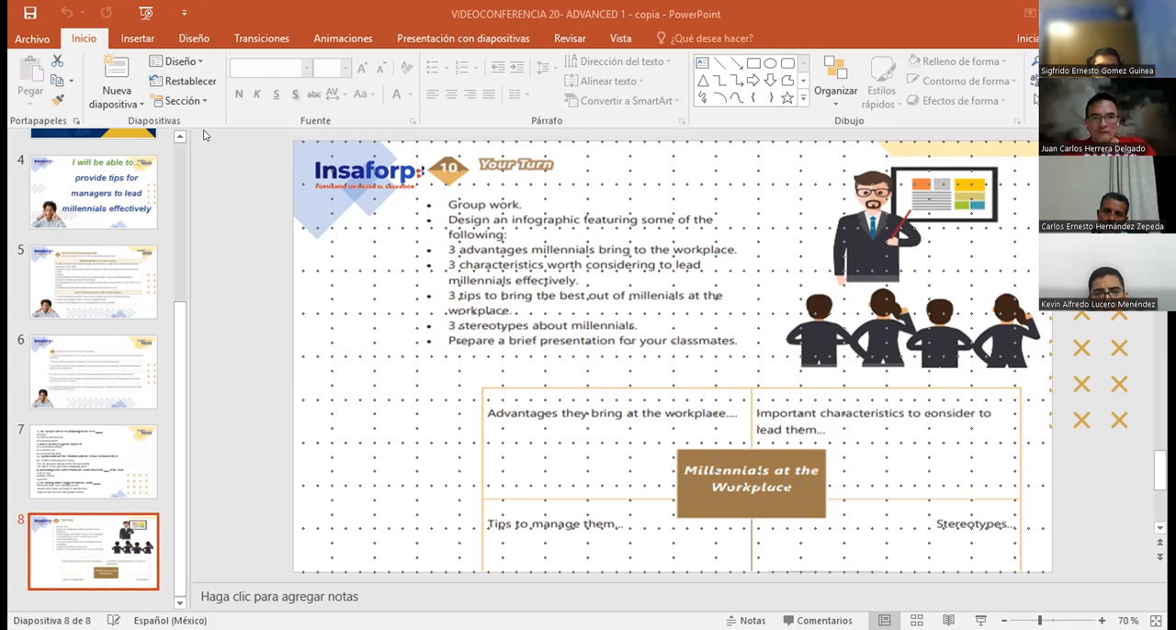The group will also prepare a brief presentation for the rest of us. For example, in the group we have Kevin, Carlos, and Juan, and Kevin says, I will do the presentation. You show the 3 advantages, the 3 characteristics, the 3 tips to bring out the best of millennials, and the 3 stereotypes. You can select 1 member of the group to explain everything, or in the group you can select: I say the advantages, you say the important characteristics, Juan Carlos says the tips to manage them, and Kevin reads about the stereotypes. You can also separate the ideas, explain as a team, or someone can give the ideas. It's up to you who will present this information.